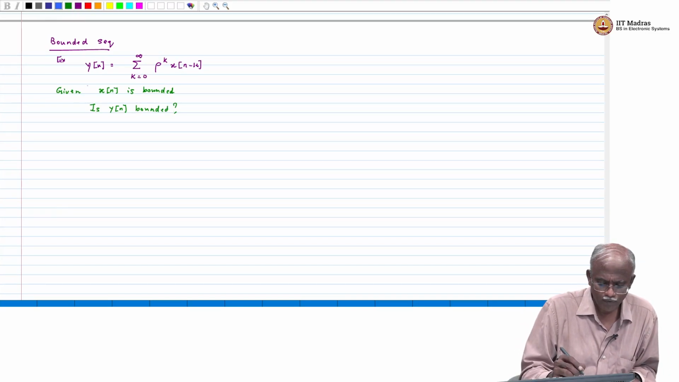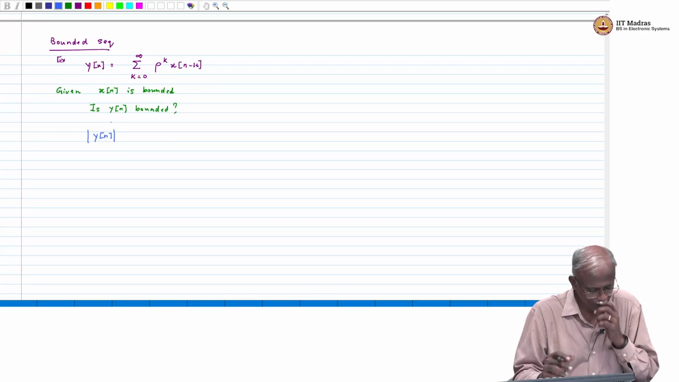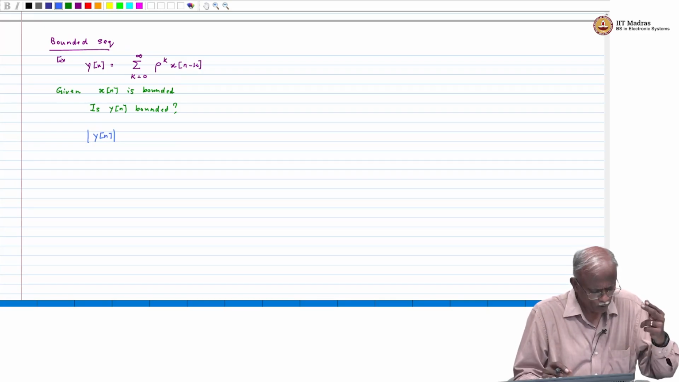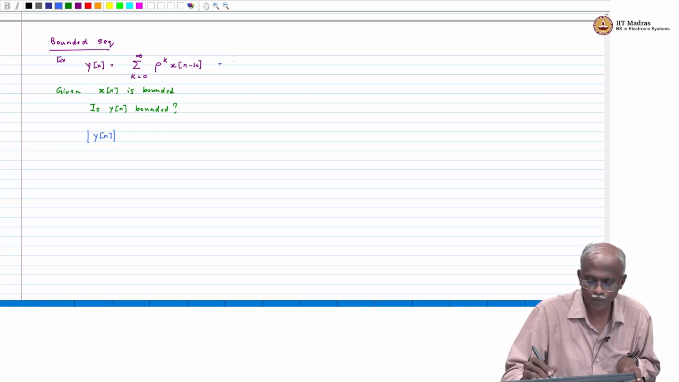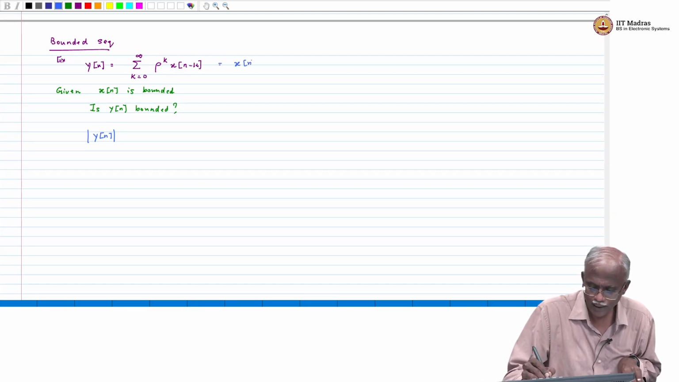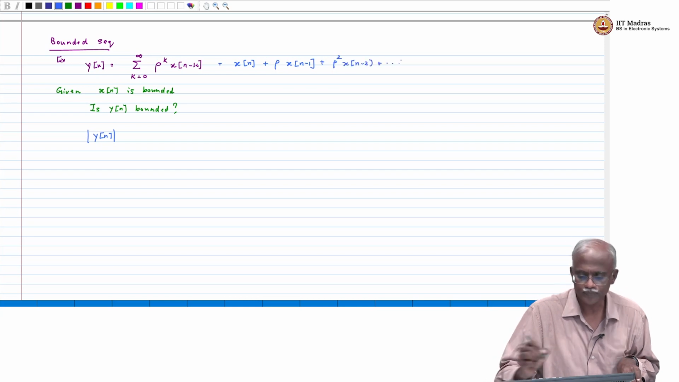So basically, we are going to be looking at modulus of y of n. That's what we want to know, whether that is going to be bounded. So let us take it one step at a time. Let's write down a few terms. This will be helpful for us. This will be x of n plus rho times x of n minus 1 plus rho squared times x of n minus 2 and so on.